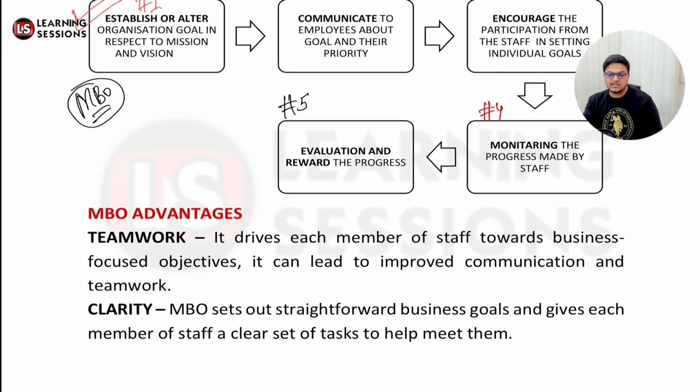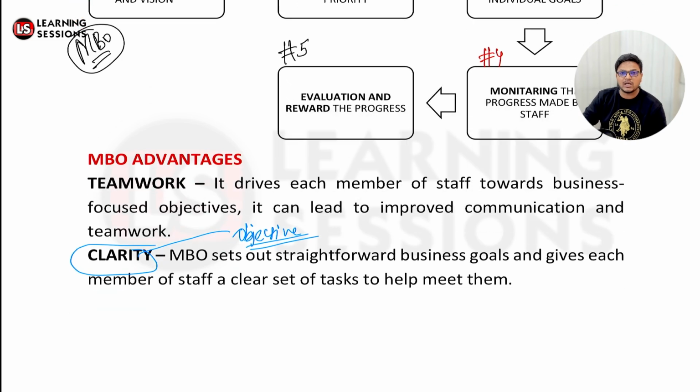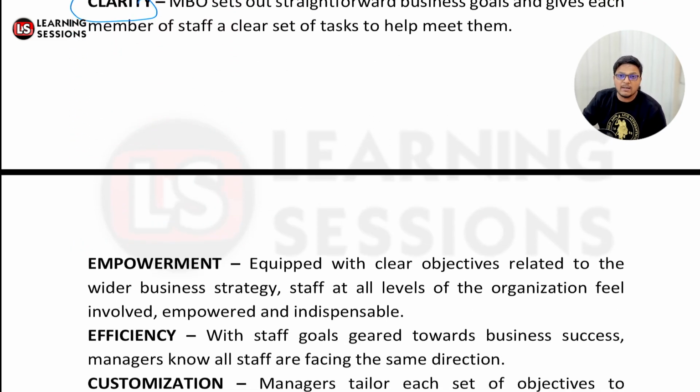So there will be teamwork, improved communication and teamwork over there. And definitely MBO is casting clear rule sets and clear objectives. There is clarity related to the objective that this thing is to be achieved. So there is a clear objective that these are the business goals which are to be achieved, so that the staff can achieve them. Okay, and the next one is related to empowerment.